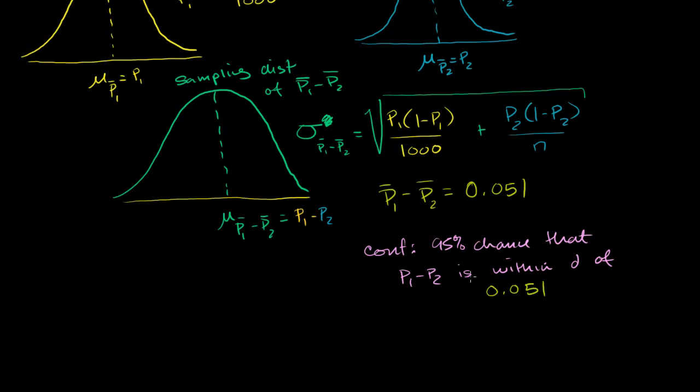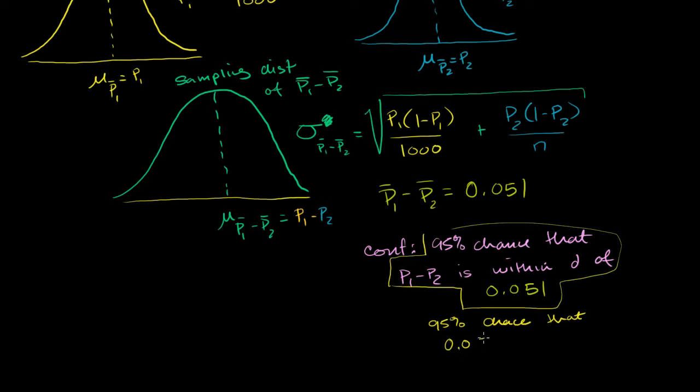If there's a 95% chance that p1 minus p2, the difference of the true proportions, is within d of the difference between our sample proportions, this statement right here is the same thing as saying there's a 95% chance that 0.051 is within d of this actual parameter, p1 minus p2, which is the same thing as the mean.